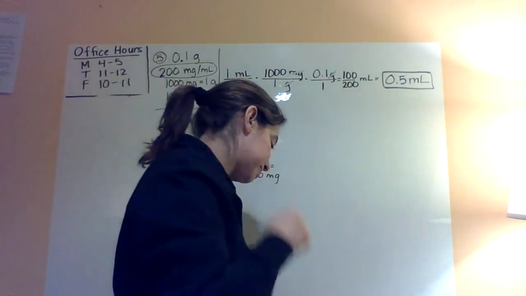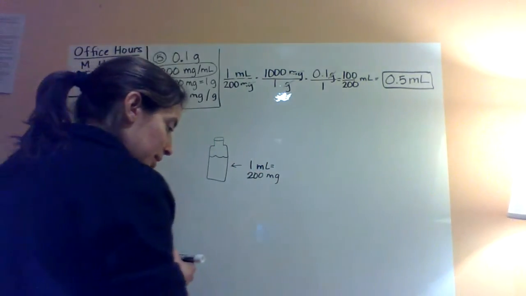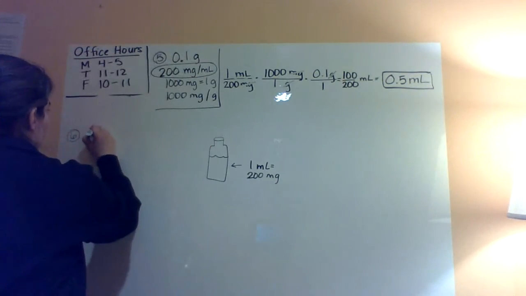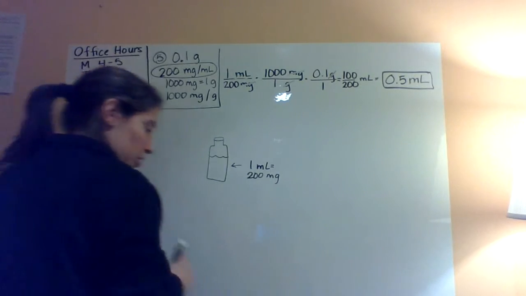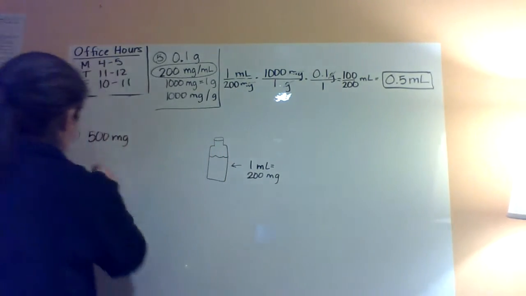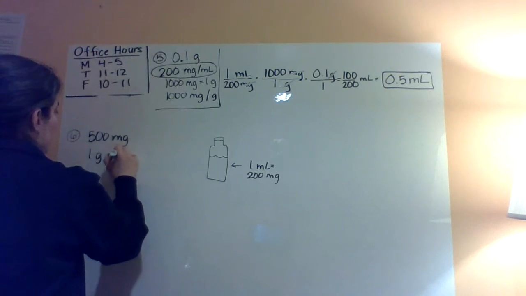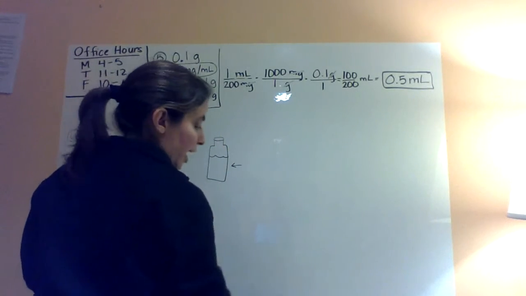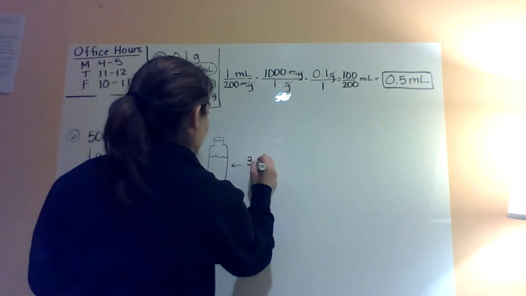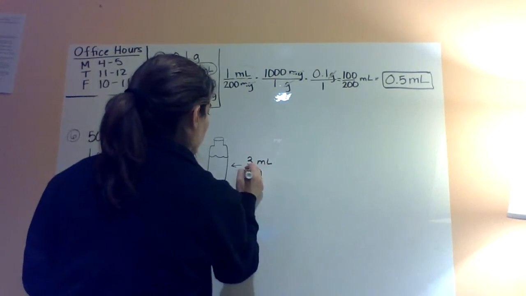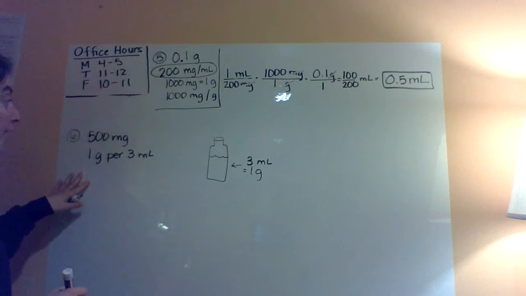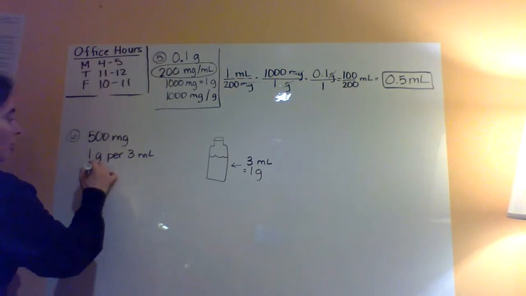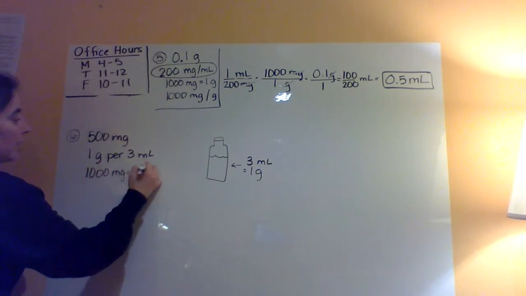Okay, number 6. Same idea. We want to know how many milliliters to administer 500 milligrams from a dosage concentration of 1 gram per 3 milliliters. So same idea as this, but instead of being that concentration, now my medicine is every 3 milliliters is 1 gram of medicine. Again, I'm trying to find the number of milliliters. You can see there are milligrams and grams, so I'm most likely going to need this again.